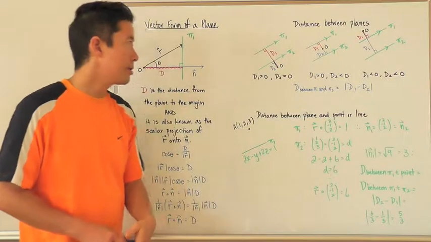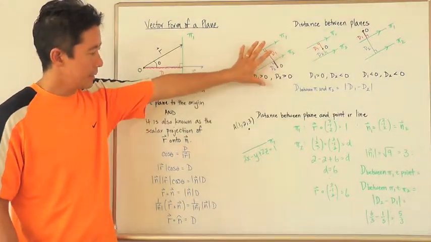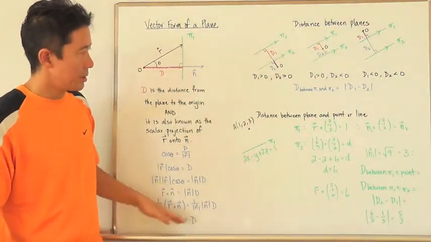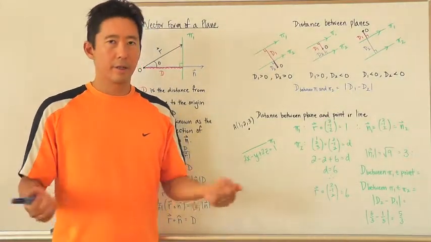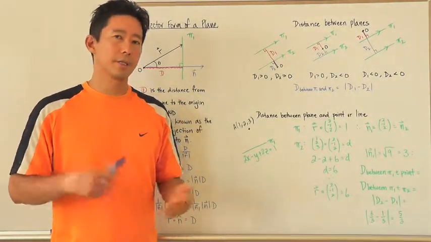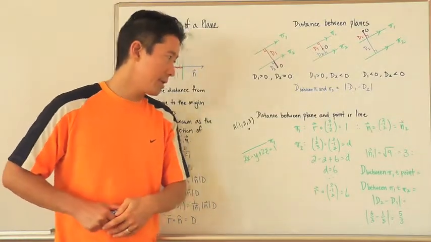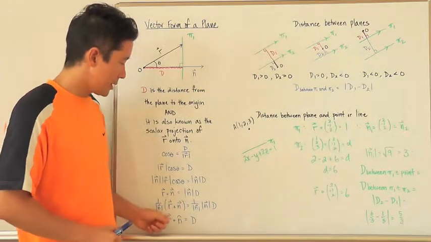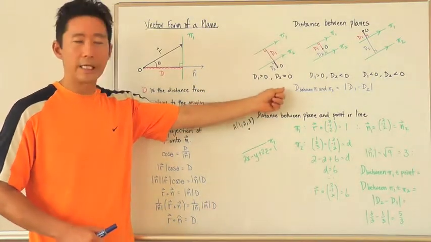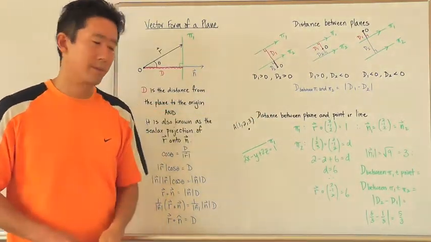Now, how do we go about using this particular idea and this particular result to help us find that distance? There's a lot of different ways that you could do this, but this is one way that I like to use. This is one particular method that I like to use because it uses this particular idea and this particular idea, and it's very efficient. Okay?